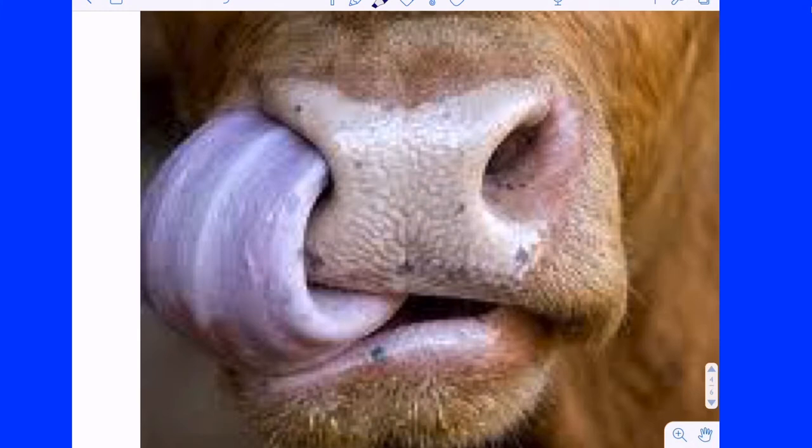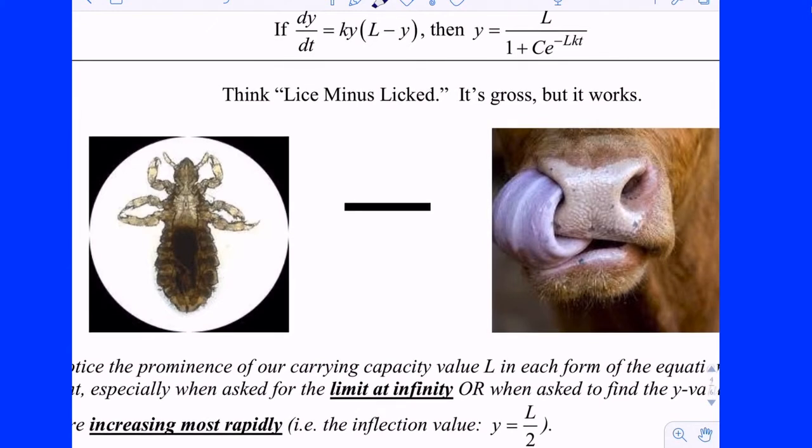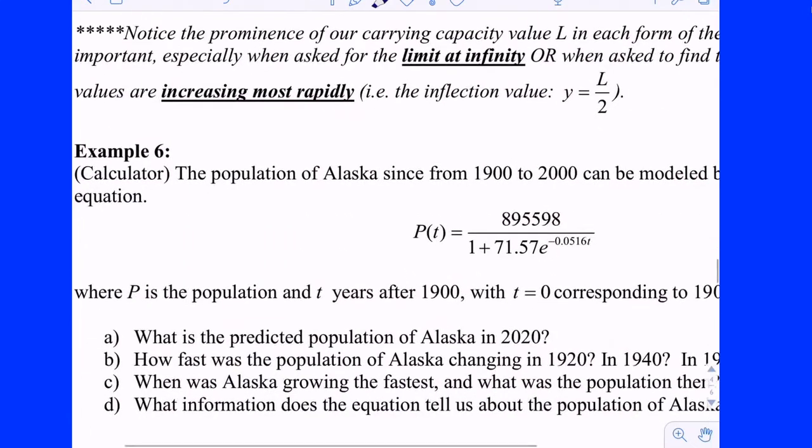Yeah. Lice minus licked. There's the imagery that is going to help you remember it, okay? It's gross, but it works. Lice minus licked. So the solution to dy dt equals k times y is the sect equation. And the solution to k y times L minus y is lice minus licked. Okay? Lice minus licked. All right. Example 6.